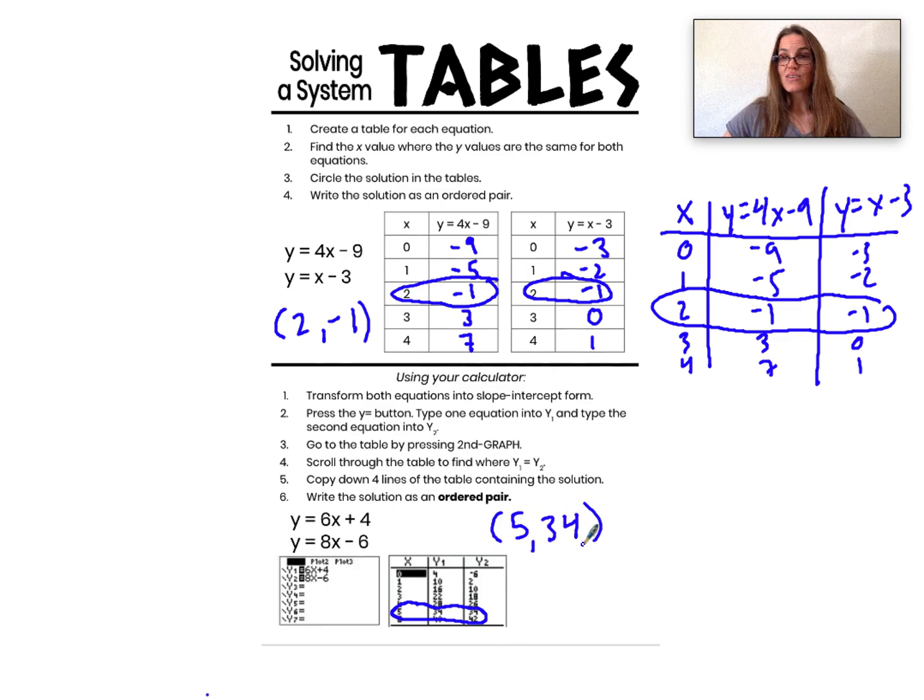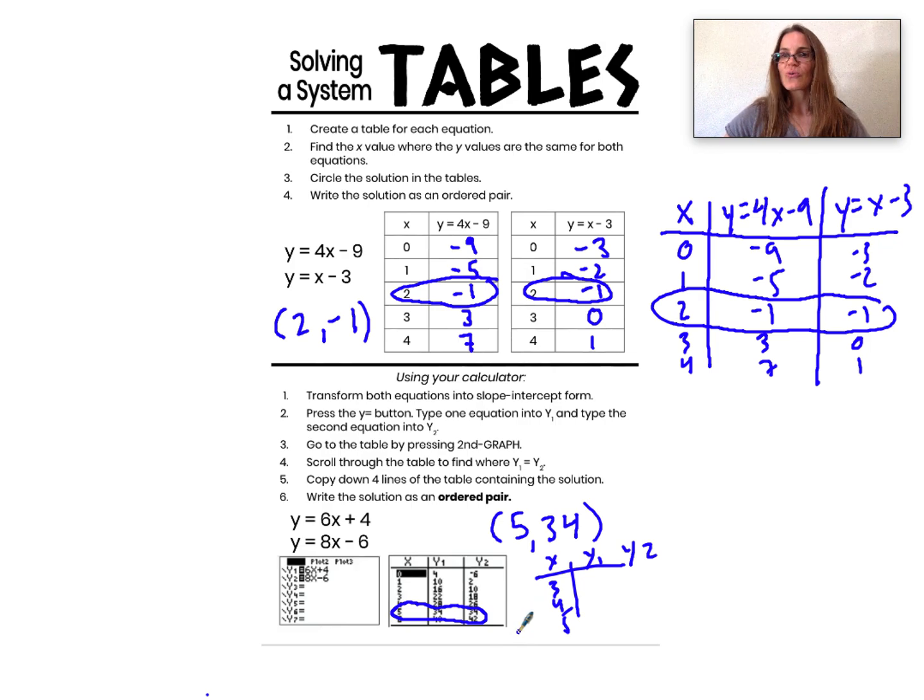My solution is 5, 3, 4. Usually your teacher will require you to copy down a couple of rows from this table, like 3, 4, 5. I can't see it because my eyes are too old, but you would copy down a couple of rows to sort of justify that you actually did do this using your calculator.